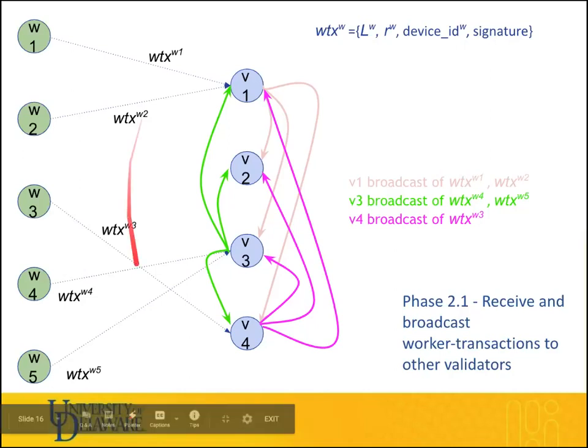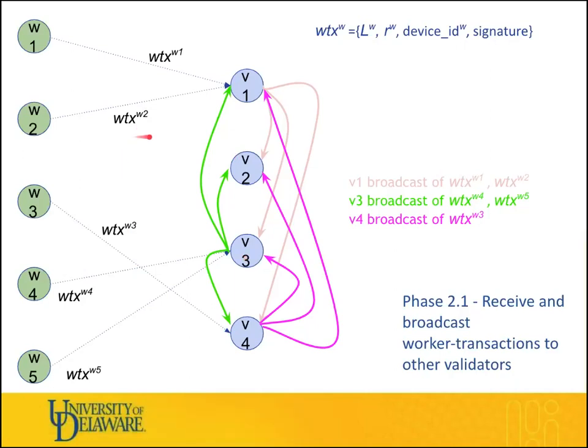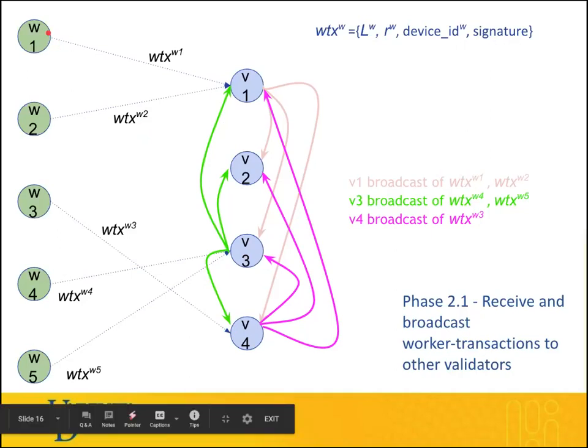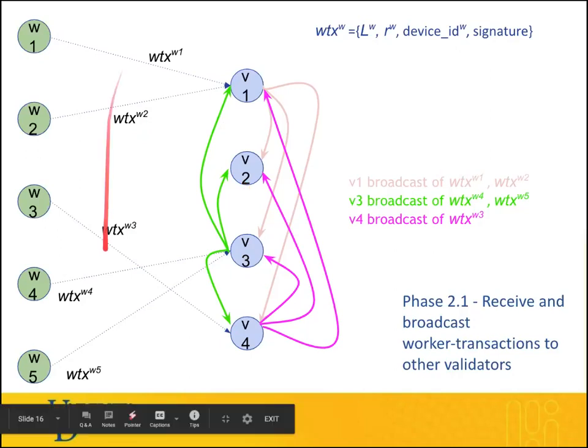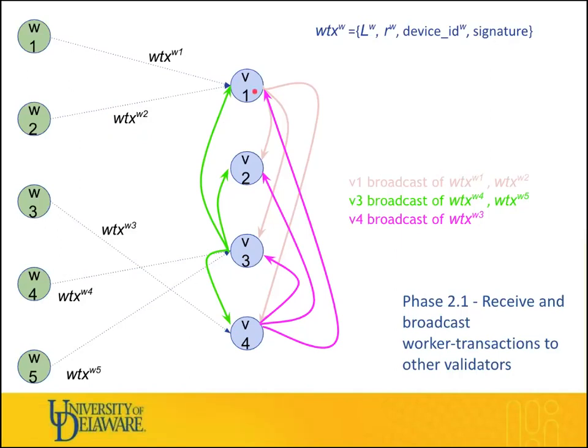By doing this broadcasting, each validator in the network would obtain all the available generated worker transactions in the network. And therefore, each validator can vote for every local model update from every worker. You may recall that V2 did not associate with any worker, right? But V2 would still get all 5 worker transactions from other validators. Okay.